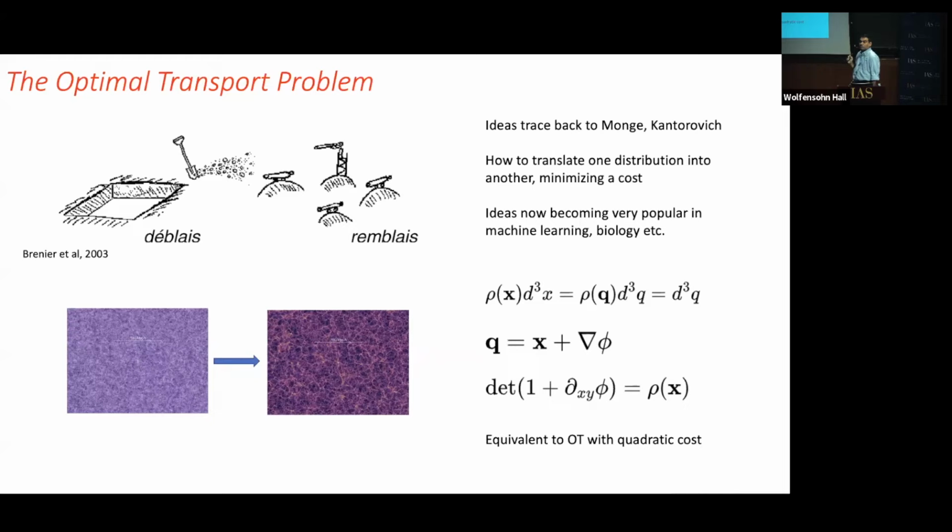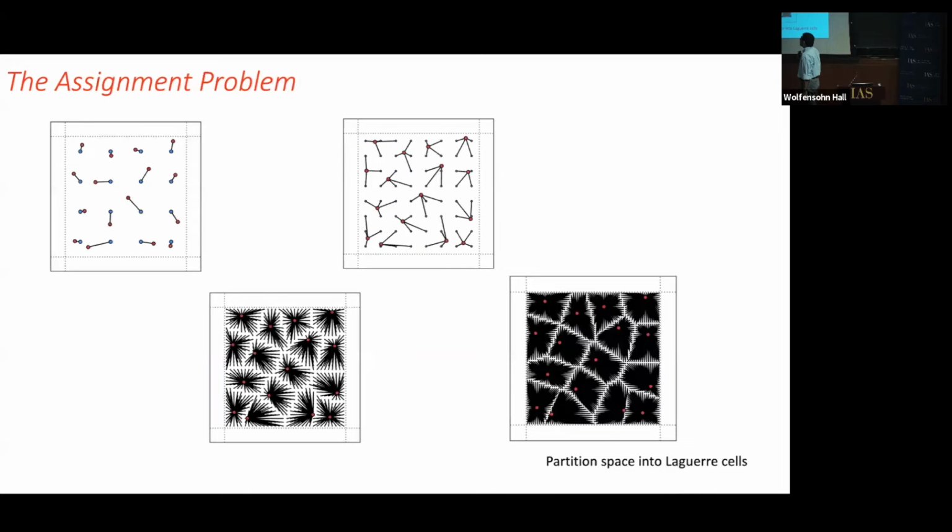So let me give you this mapping problem now in a cosmological framework a little bit more clearly. What I'm trying to do is map the initial conditions to the final conditions. In some ways, this is an assignment problem. I'm saying, let me start with some initial set of particles, and where do those particles end up?